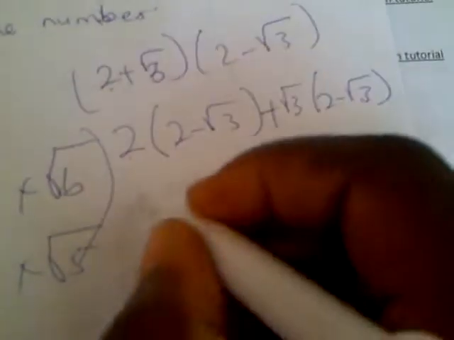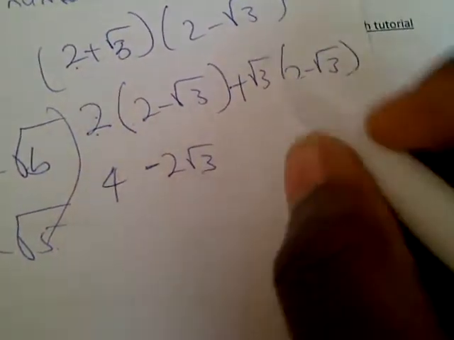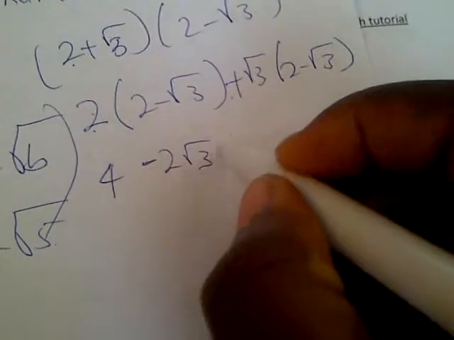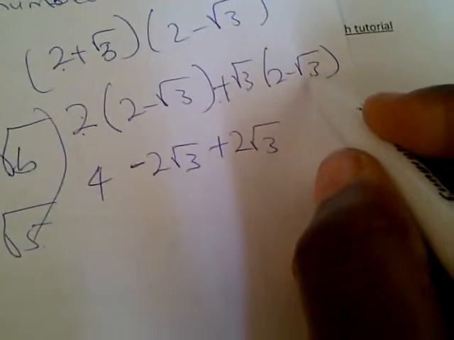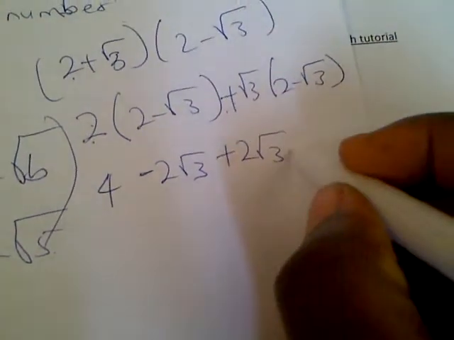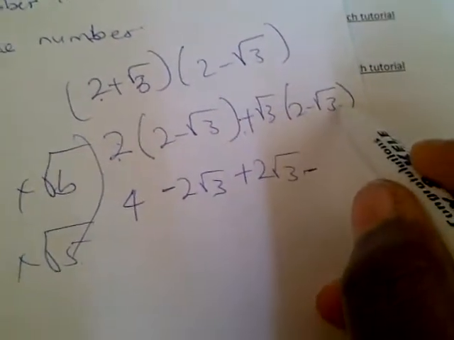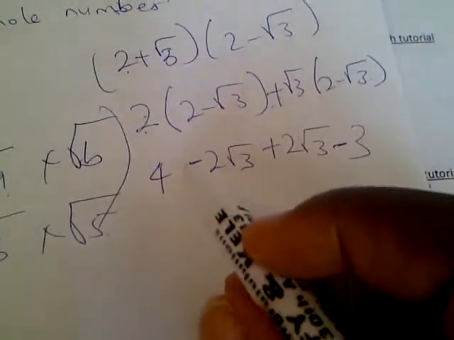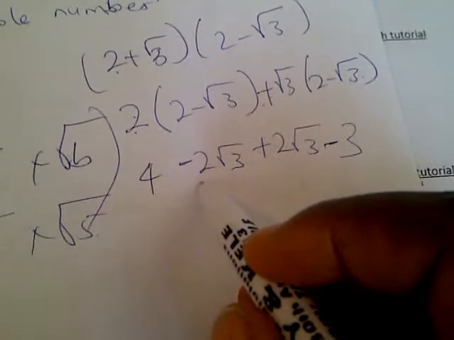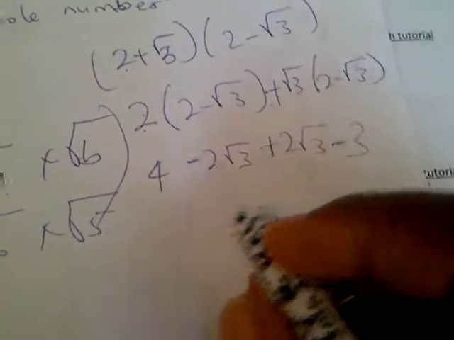Now multiplying out, you're going to have 2 times 2 is 4, 2 times minus root 3 is minus 2 root 3, plus root 3 times 2 is plus 2 root 3, plus root 3 times minus root 3. Plus times minus is minus. Then root 3 times root 3, according to our first rule, is 3. So you have minus 2 root 3 plus 2 root 3 is 0. So you have 4 minus 3, and that will be 1.